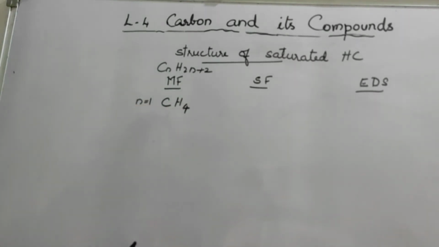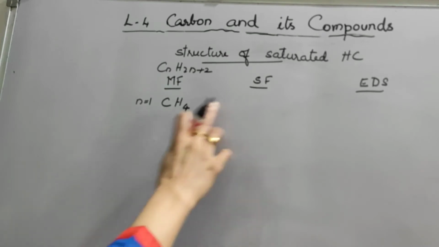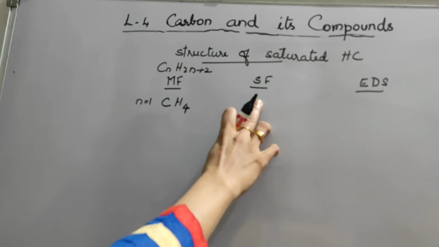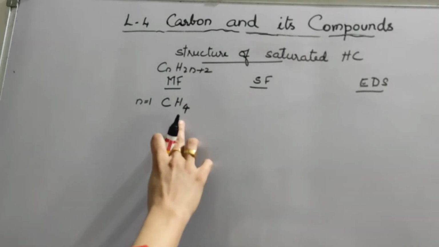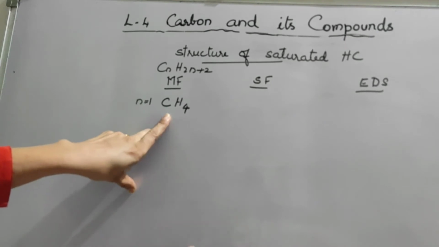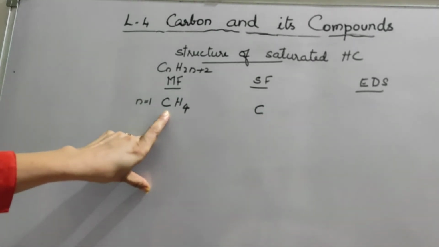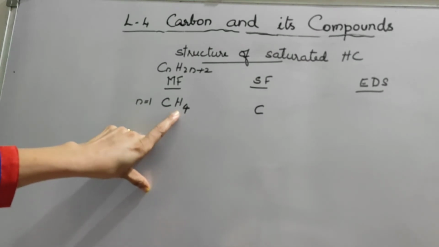CH4, the one we are now mentioning. This is the molecular formula of the first member of the alkanes, that is methane. And how can we represent the structural formula of this methane? Look, first you have to check how many carbons there are. Here there is only one carbon, and 4 hydrogens.